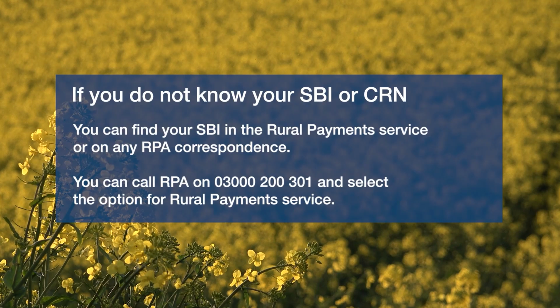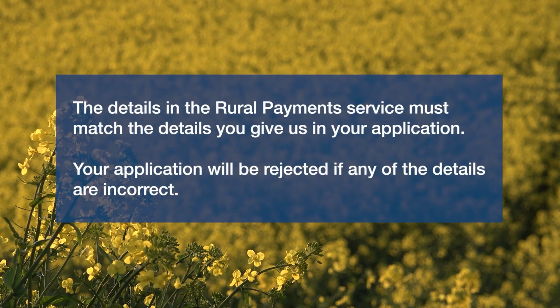If you do not know your CRN, you will need to call RPA on 03000 200 301 and select the option for the Rural Payments Service. When submitting an application for a grant, your application details must match the records held in the Rural Payments Service. If any of the details are found to be different from those in the Rural Payments Service when you submit your application, the application will be rejected.